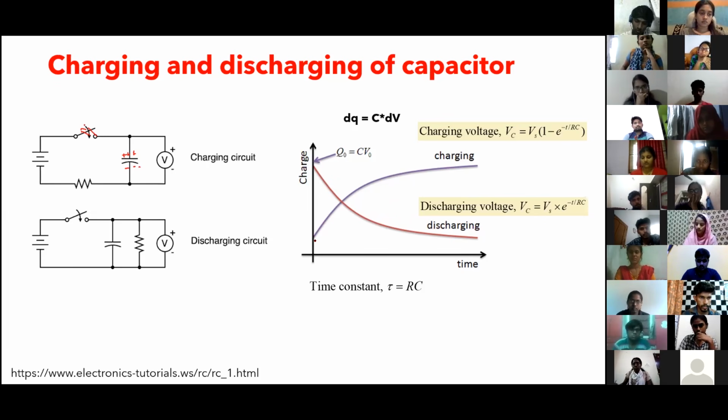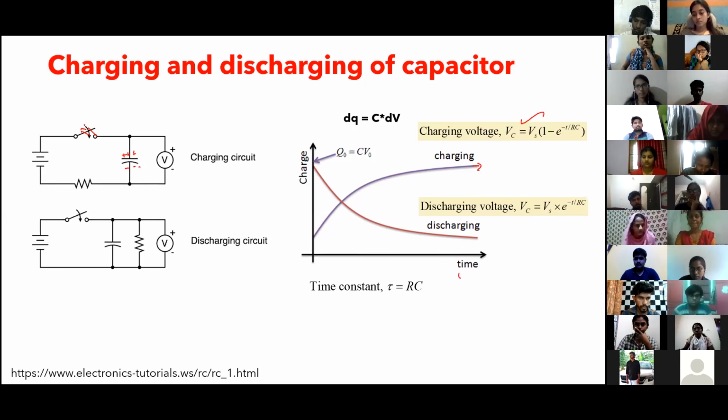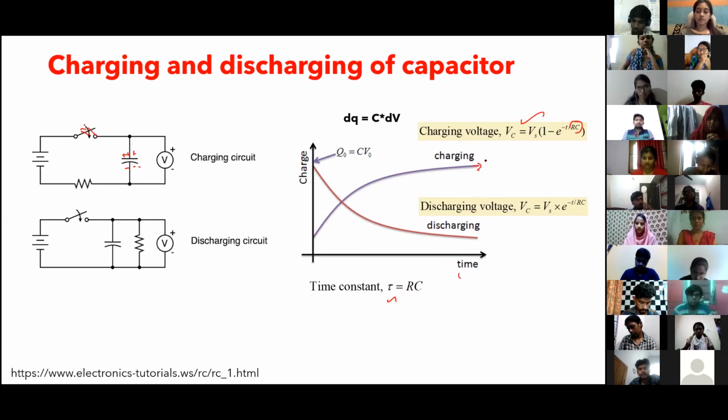Okay, when you want to charge it, this is a function of time. You apply a constant voltage, which is the battery voltage here. It starts from here and at a particular time it will saturate here, which follows this principle. Actually, the charging voltage Vc is equal to Vs(1 minus e to the power minus t by RC). RC is going to be called the time constant. Okay, that is a factor for charging the capacitor.